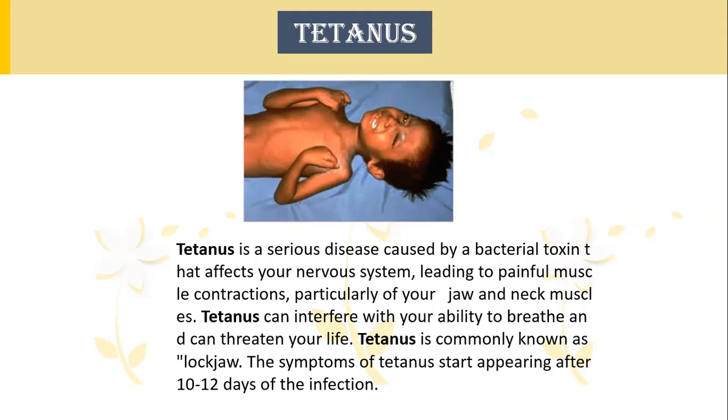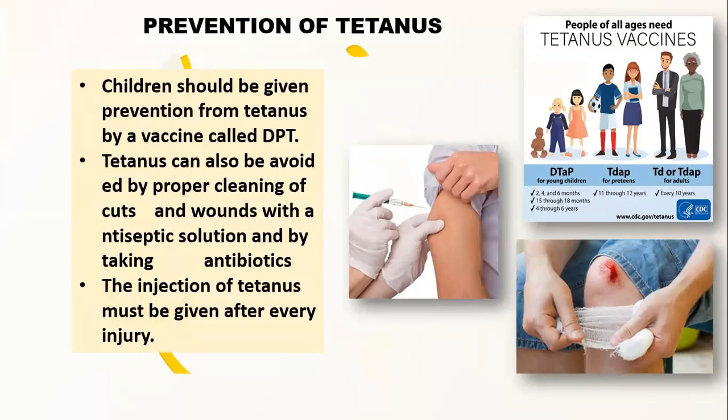Now, prevention of tetanus. How we should prevent this disease from entering our body or happening to us. When children are very young, they should be given protection from tetanus by a vaccine called DPT. Tetanus can also be avoided by proper cleaning of cuts and wounds with an antiseptic solution and by taking antibiotics. The injection of tetanus must be given after every injury. If you get any injury, it is very important to get the TT, meaning tetanus injection.